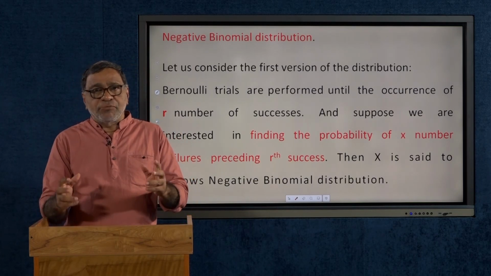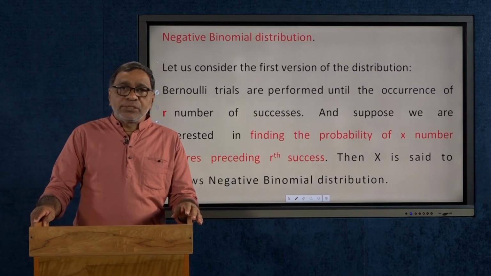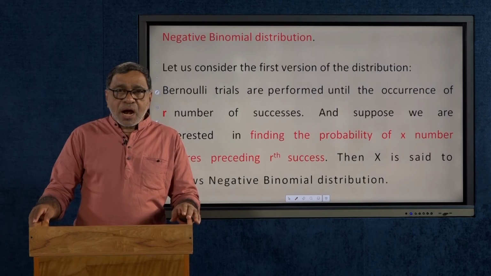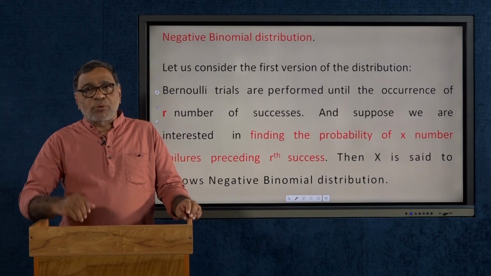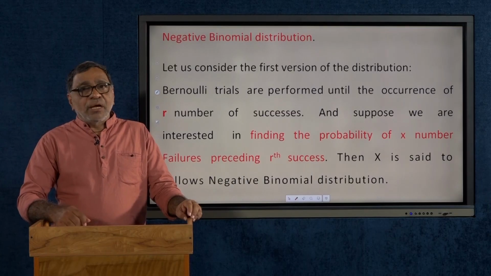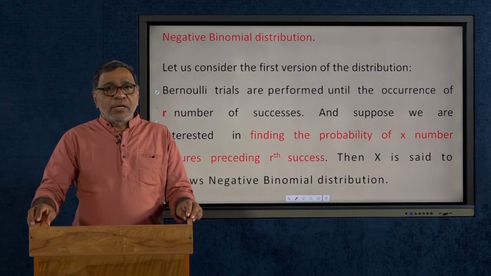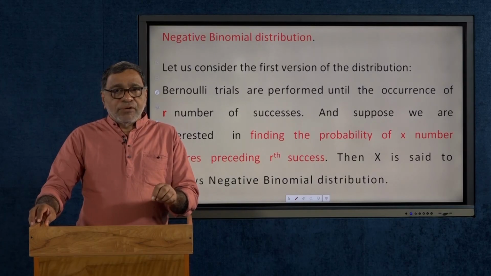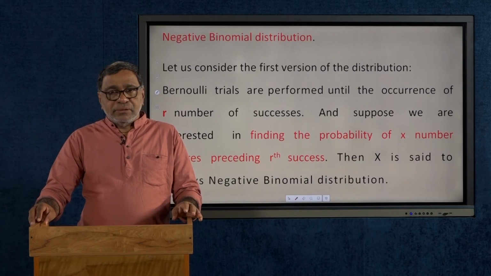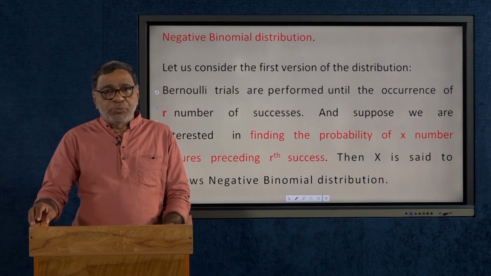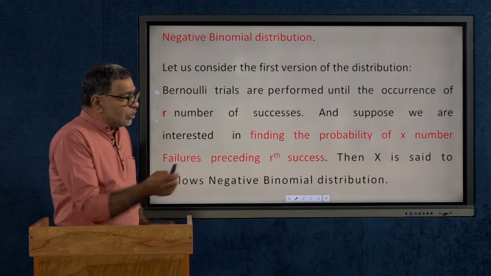Let me repeat once again. Suppose we are performing Bernoulli sequence of trials until r number of successes, a specified number of successes, is obtained. And let us define the random variable x as the number of failures preceding the rth success. Then x is modeled by the negative binomial distribution. So, let us consider the situation.